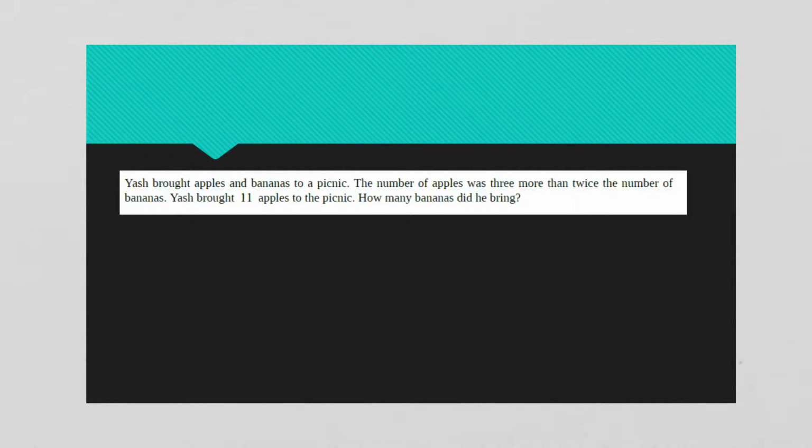Alright, so it says here, Yash brought apples and bananas to a picnic. The number of apples was 3 more than twice the number of bananas. Yash brought 11 apples to the picnic. How many bananas did he bring? Alright, so the question says, how many bananas did he bring? Alright, so we are going to let x equal the number of bananas.